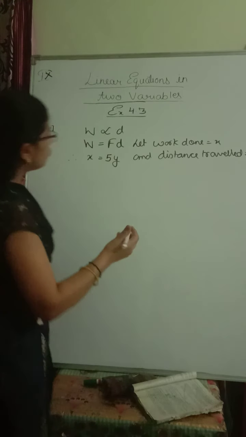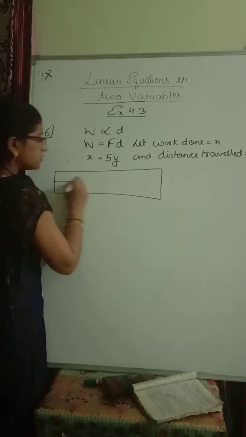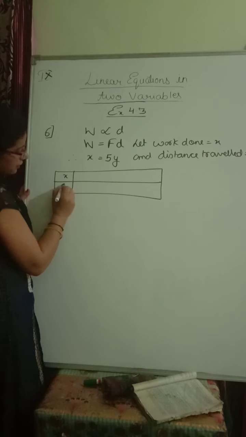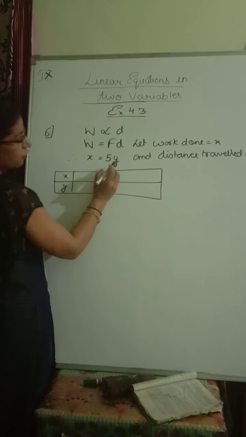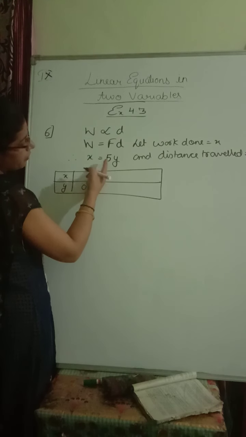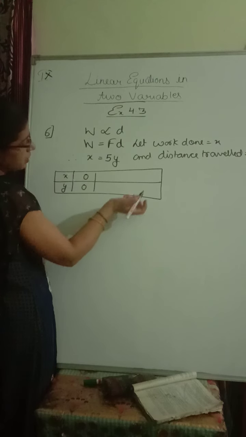Everyone knows how to draw the graph. We have to draw the table very first, as we are doing regularly from the previous ones. x here, y here. Substitute the values. y equals 0. If we put y equals 0, what will be the value of x? 5 into 0 is 0. So the value of x will be 0.